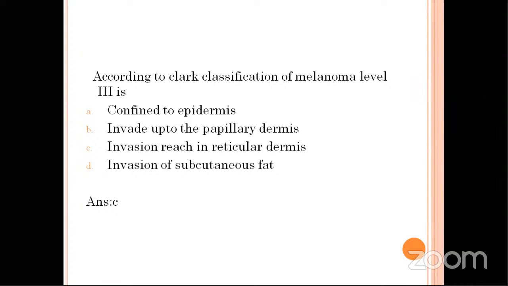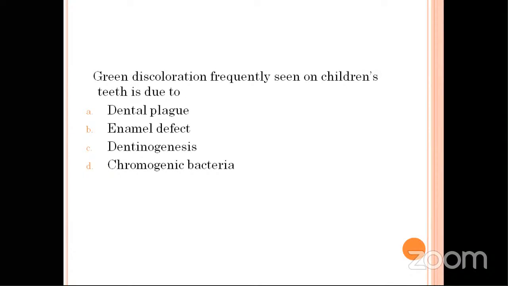Okay, the green discoloration frequently seen in children. When it comes to children and there is discoloration which is very common, that is, an episode that comes and goes, then it is mostly chromogenic bacteria. If it is inherent, then you should again think about certain drug intake.